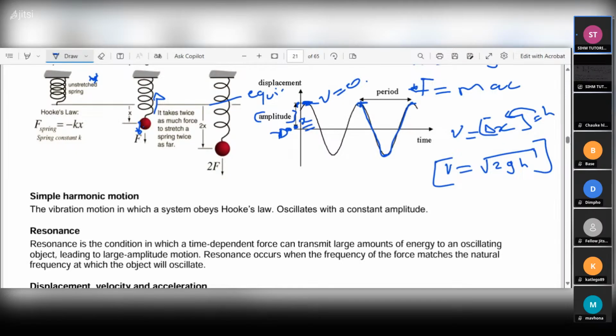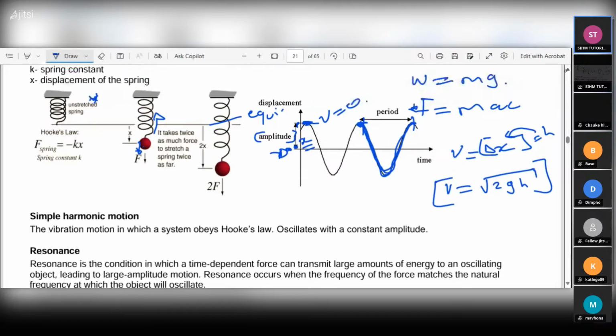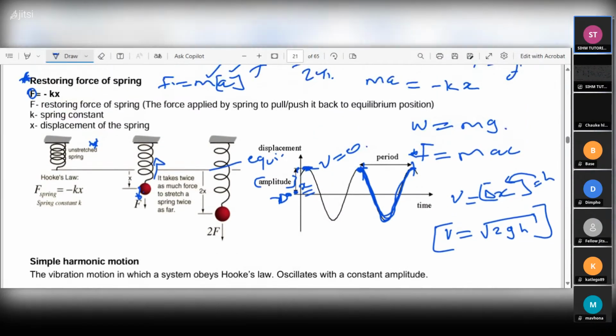So the period works in this way. It's not like the displacement, but from this point up until it goes down and then comes back to that point. That's the way we call the period. You also need to know the relationship between them: the displacement of the string, also the force. So remember this negative k.